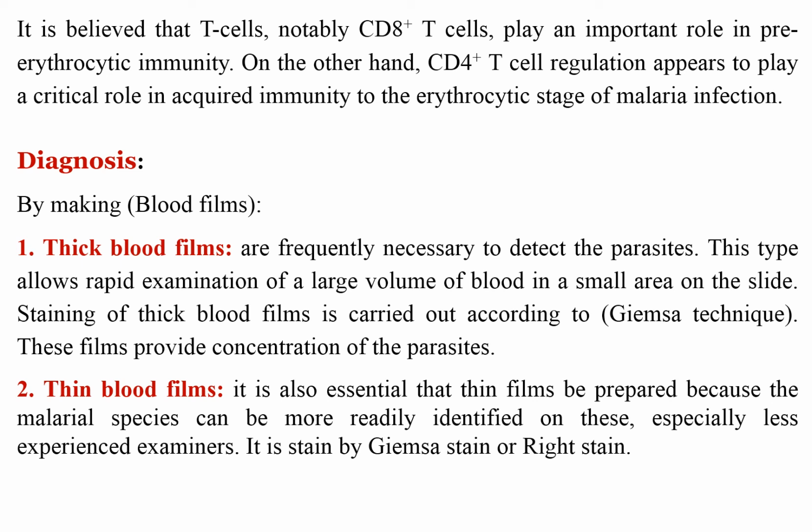The thin blood films is also essential that we prepare the thin films because the malarial species can be more readily identified on these, especially less experienced examiners. It is stained by Gibbs stain or Wright stain. الفرق ما بين الثيك والثن انه الاول يخلينا نشخص الملاريا بشكل عام انه هذا شخص مصاب بالملاريا. ليش؟ لان قطرة دم كمية كبيرة من الدم راح يطلع بها عدد كبير من كريات الدم الحمر المصابة بمساحة صغيرة مساحة الستايد. هذه تفيد الاشخاص اللي هم اقل خبرة مو كلش متمكنين او متمرسين في تشخيص الملاريا. بينما الثن سلايد هذا يسووه المور اكسبيرينسد اكزامينرز وهنا يساعد على تشخيص نوع الملاريا المصاب بها المريض. يا وحدة من الانواع الاربعة.